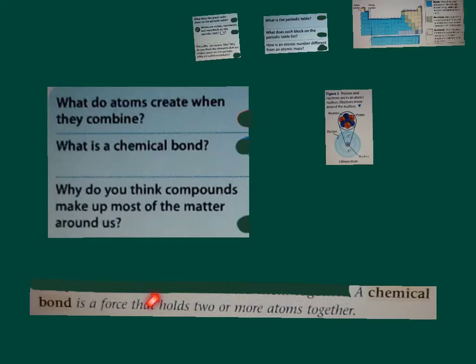Okay, so the next thing I want you to do is pick one of these three. You're going to write the question and you're going to write the answer. What do atoms create when they combine? Question number 2, what is a chemical bond? Or question number 3, why do you think compounds make up most of the matter around us? So you're picking one of these three questions. You are writing the question down and answering the question in your science journal.